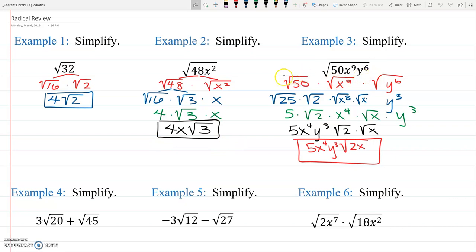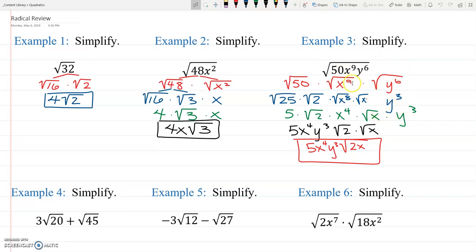All right, example 3. Same thing. I got my square root of 50, my square root of x to the 9th, and my square root of y to the 6th. Y to the 6th is a perfect square because y cubed times itself equals y to the 6th. In fact, we talked about how every even exponent would be a perfect square because you could just cut it in half.